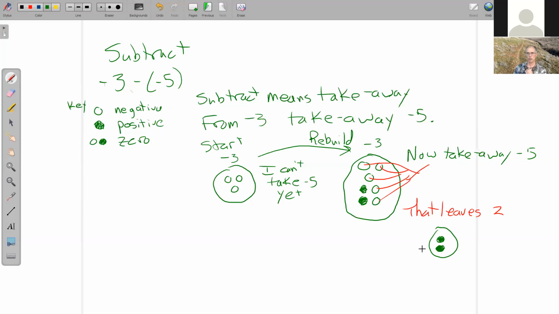Question on this one. I'm good. Could we do a comparison one also? Sure, let's do a comparison on this one.